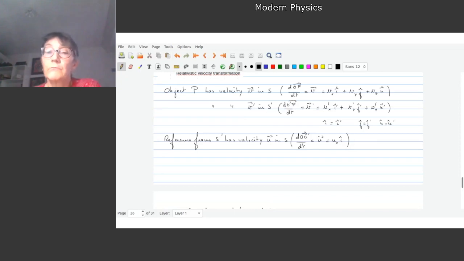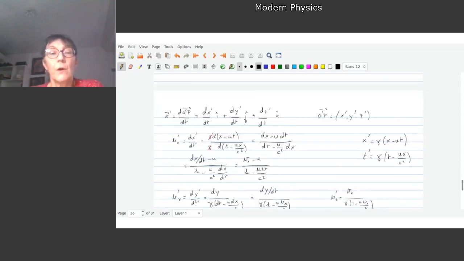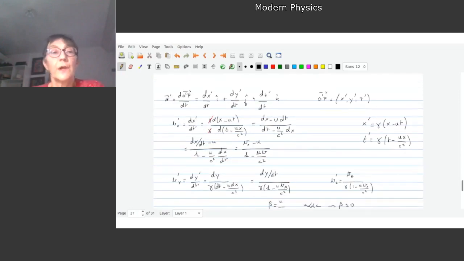And so to simplify, we said that this velocity u is along the x-axis only. This velocity doesn't have three components. It is only along x, so this is much simpler, and so we can write it. This is very obvious.